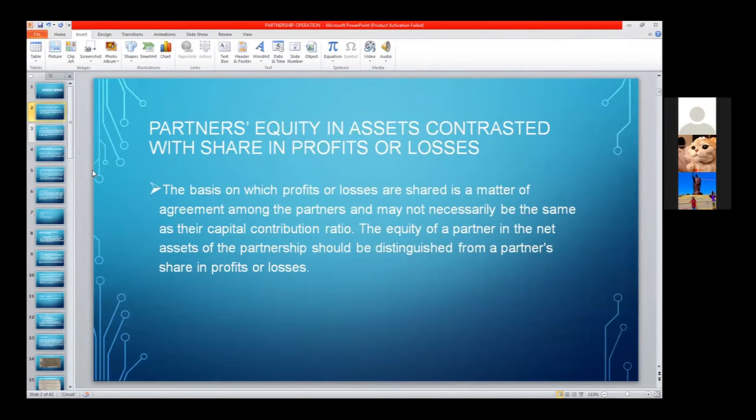Dito naman, partners' equity in assets contrasted with share in profit or loss. Dapat yung equity ni partner sa net asset ng partnership ay distinguished doon sa share ng partner sa profit or loss. Kasi di naman parati na kung ano yung kinontribute ng capital ng partner ay gano'n na din yung pagbabasehan sa share nila sa profit or loss. Ang una kasi na susundin dyan is yung agreement ng partners if meron. Kung wala naman, doon na papasok yung capital ratio nila. Next slide po.